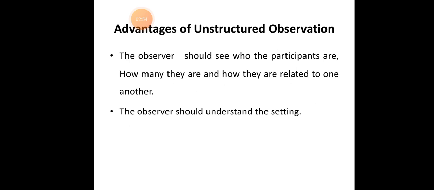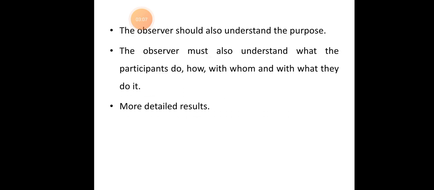The observer should know, in addition to its overall appearance, the kinds of behavior it encourages, discourages or prevents, and its social characteristics. Third one is the observer should also understand the purpose which has brought the participants together, the nature of the purpose and how the goals of the participants are related.